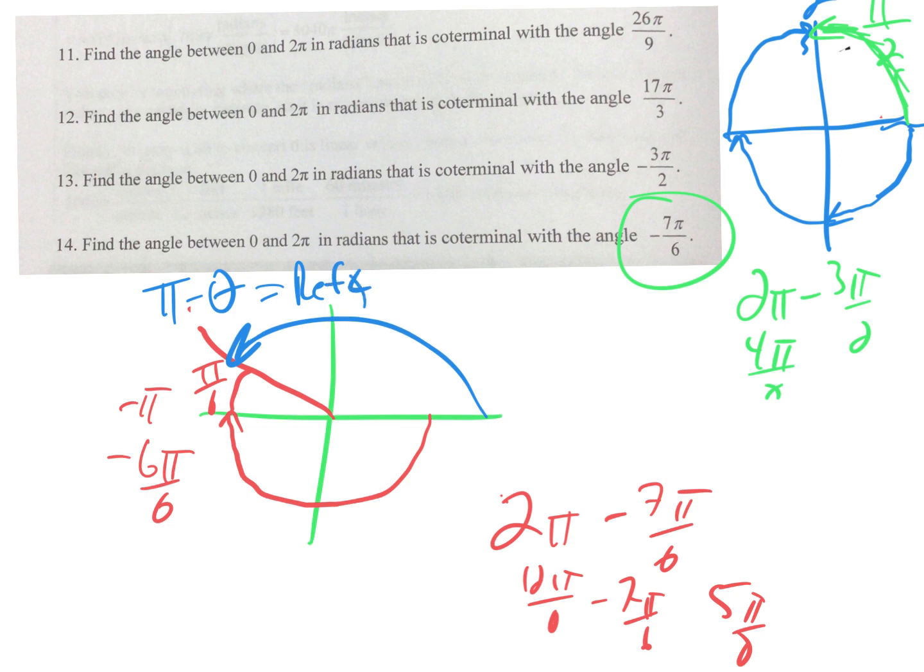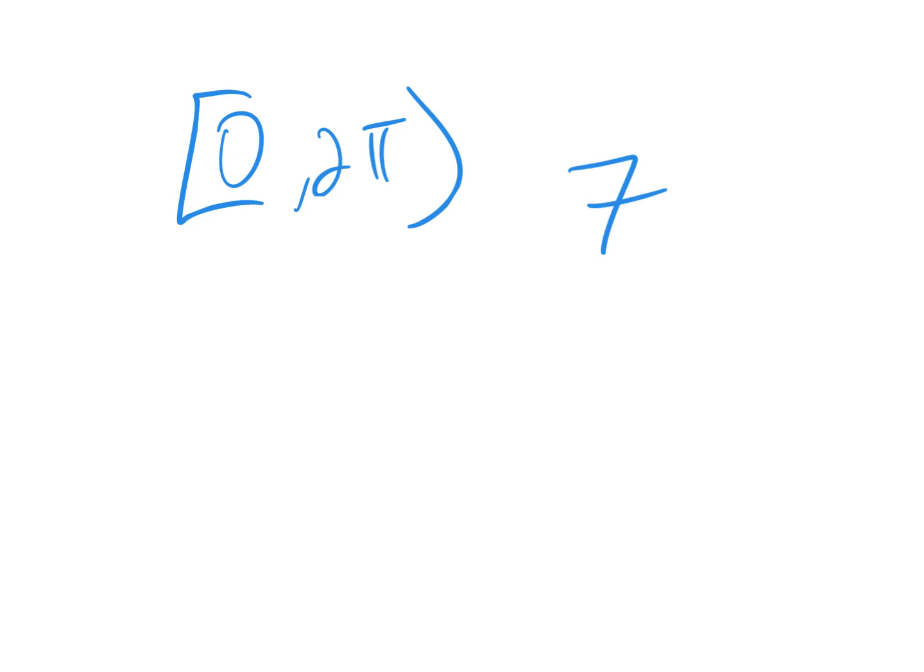Okay? Now, one other thing, since I'm making this video, I might as well do the next bit. What if I ask you this? Here, let me add a one. What if I tell you to find an angle between 0 and 2 pi that's coterminal to 7 radians?